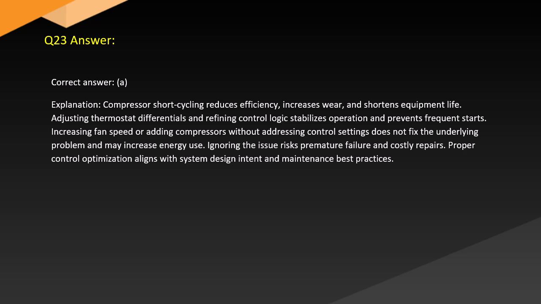Answer. Correct answer. A. Explanation. Compressor short cycling reduces efficiency, increases wear, and shortens equipment life. Adjusting thermostat differentials and refining control logic stabilizes operation and prevents frequent starts. Increasing fan speed or adding compressors without addressing control settings does not fix the underlying problem and may increase energy use. Ignoring the issue risks premature failure and costly repairs. Proper optimization aligns with system design intent and maintenance best practices.